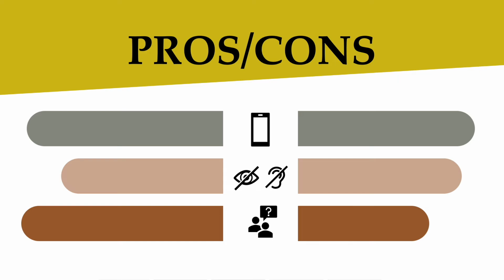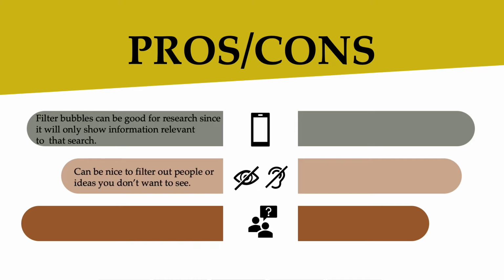So these are the pros and cons of a filter bubble. There are three pros and three cons. Starting with the pros. Number one, filter bubbles can be good for research since they will only show information relevant to that search. Number two, it could be nice to filter out people or ideas you may not want to even see. Number three, the personalization filter bubbles offer makes viewing content you know you enjoy easy.